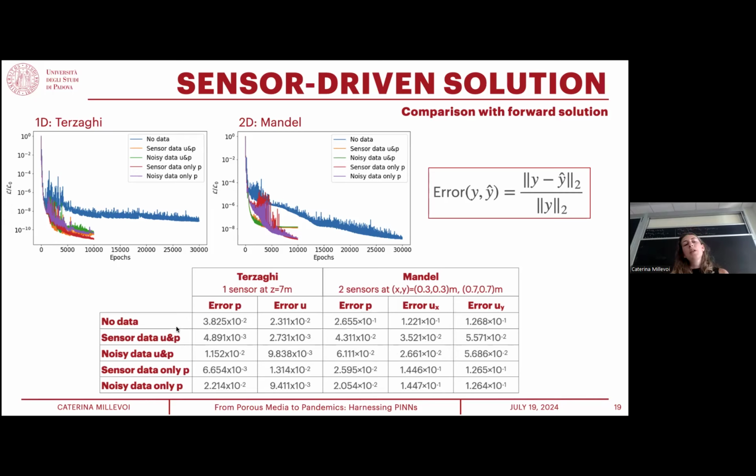where we have a comparison between the forward case and the cases in which we're supposed to have sensors for both pressure and displacements, with some noise inside these sensors, or only pressure sensors. In all these cases, for sure, the noise will affect our accuracy, but the training and also the final accuracy with respect to the traditional PINN were better.